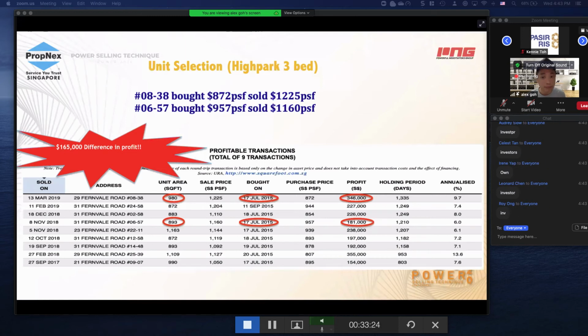Investors. Investors will look at doing what? When they TOP, they want to do what? Sell. So which means what? There will be a lot of supply of the compact at TOP. Everybody says, hey, I want to sell, I want to make money. People who buy 980, highly possible is investor or own stay.